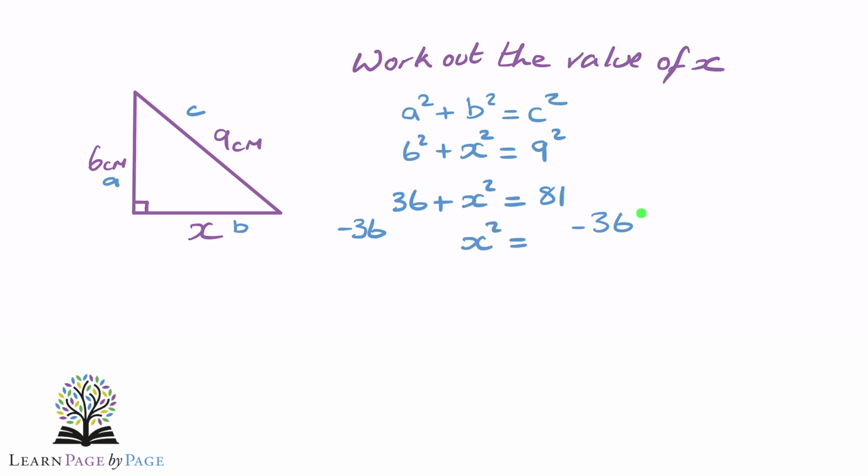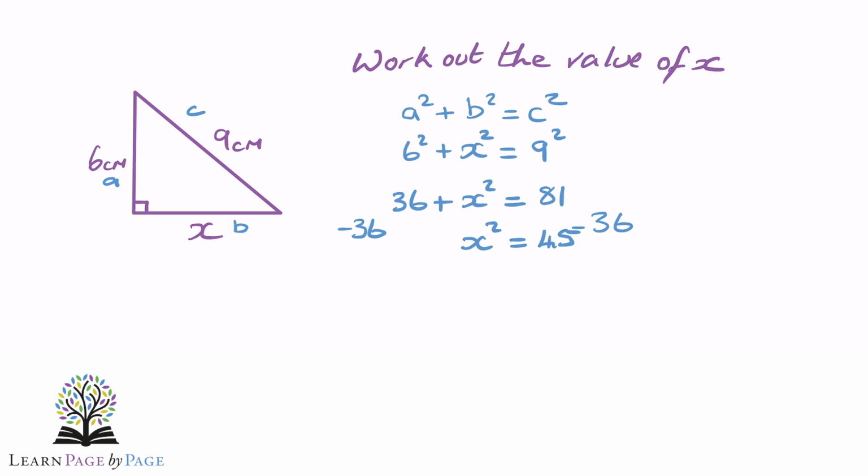Then the other side, 81 minus 36, that gives 45. And like before, we don't want x squared, we want x on its own. So we've got to get rid of this little 2. And so we take the square root of both sides.